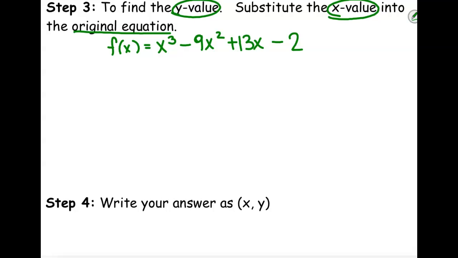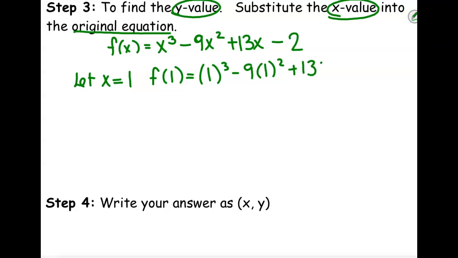So let's start with x equaling 1. So you say f of 1 cubed minus 9 times 1 squared plus 13 times 1 minus 2. All right, to quicken this up, you all know how to do order of operations at this point. So when we're done simplifying it, f of 1 equals 3. So what did we get? This is the point at which the curve touches the tangent line and your original function.